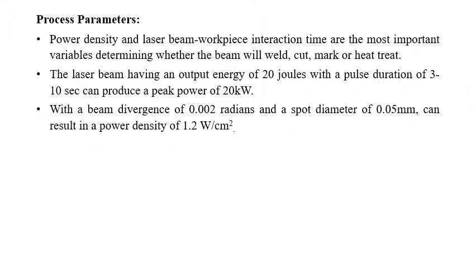If melting is desired, as in the case of welding or cladding applications, power densities ranging from 1.5 x 10^4 to 1.5 x 10^5 watt per centimeter square are used. Cutting and drilling action will occur for power densities ranging from 1.5 x 10^6 to 1.5 x 10^8 watt per centimeter square. These are the very important process parameters or process variables.